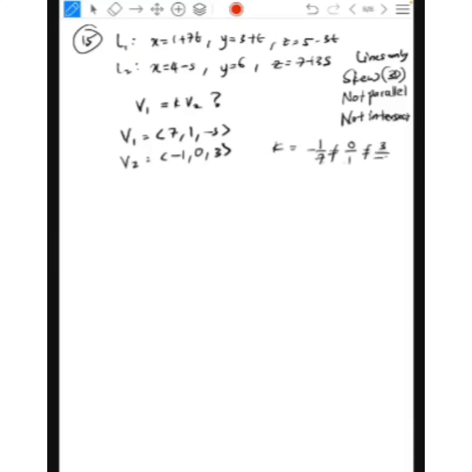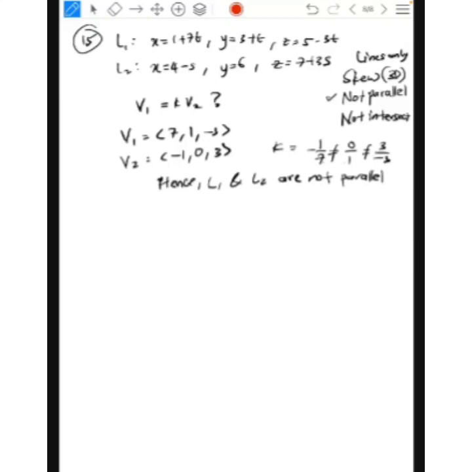Okay, so you don't have one value of K that divides V1 and V2 equally. L1 and L2 are not parallel. Now we test whether they intersect. Not parallel now, it is intersect? If it intersects, it has a value of X, Y, and Z which is the same, okay?